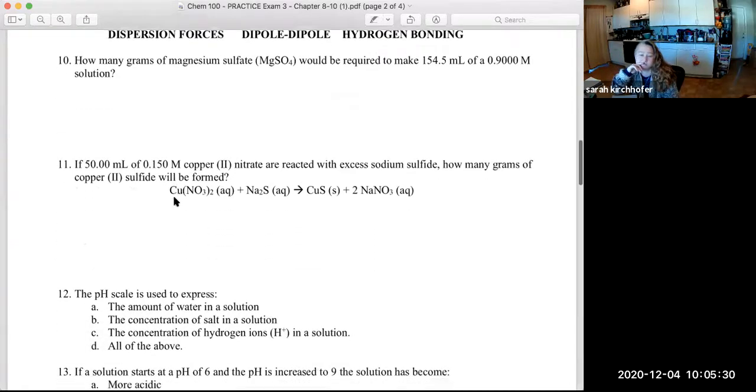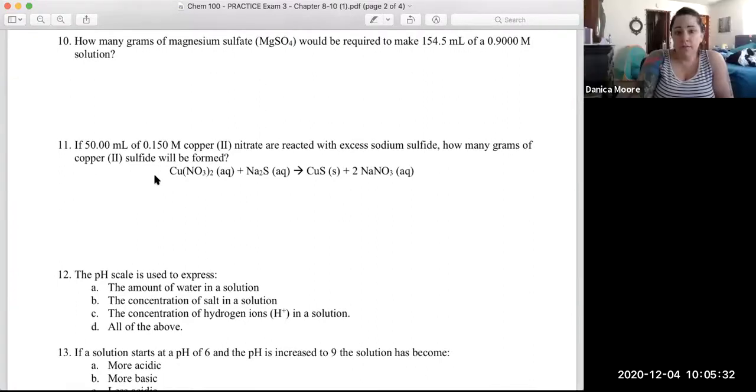Okay. So number 11, what kind of problem are we thinking this one is? Off the top of my head, I say straight solution stoichiometry, right?